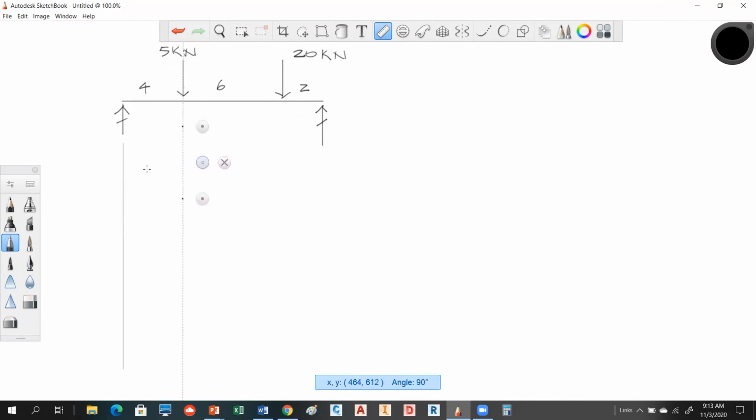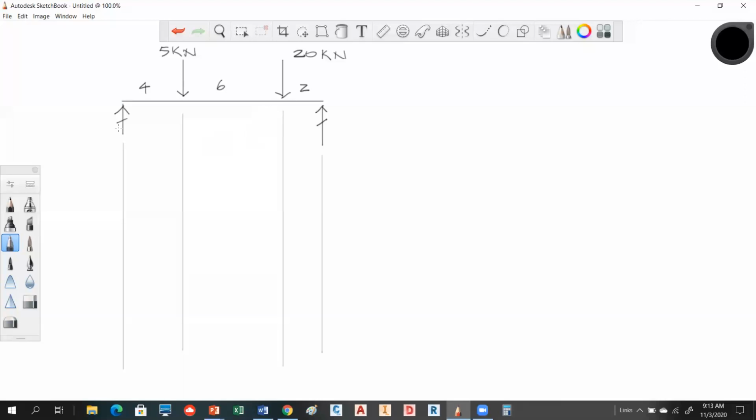I have a critical line at the reaction. I have a critical line at the point load here. I have another critical line. So notice I'm just dropping those lines vertically straight down. And I'm going to have another one here. Okay. So we're going to see where those come into play in a minute.